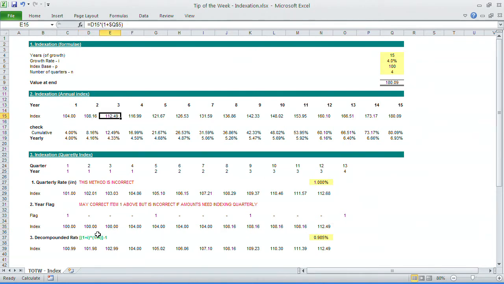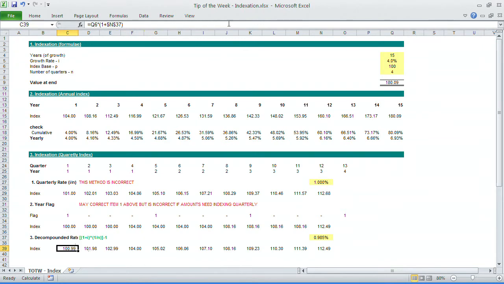The only problem is it doesn't work if it needs to be indexed on a quarterly basis, and as a result we need to do a decompounded rate, and the decompounded rate is this formula here, 1 plus I to the power of 1 divided by n, minus 1. And what that does is it allows us to see what the rate should be per quarter, but still give us the correct quarterly amount.